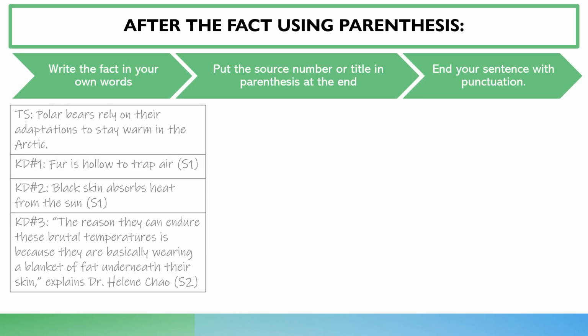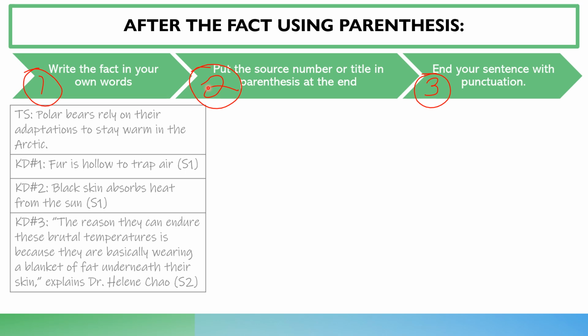So here's the first strategy. This strategy is called after the fact using parentheses. So I'm going to first tell my fact, and then I'm going to tell the source using parentheses. And it has three simple steps. Step one is you're going to write the fact in your own words. Step two, after the fact, you're going to put the source number, or you can put the title, in parentheses at the end of the fact. And then step three is just to end that sentence with punctuation.